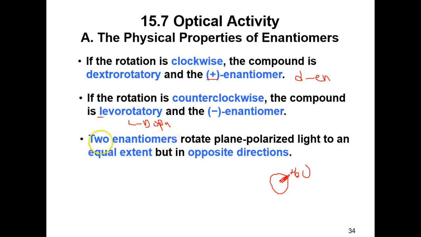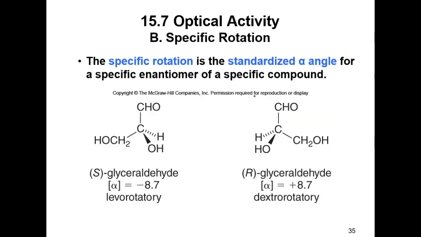So two enantiomers rotate plane polarized light to an equal extent but in opposite directions. And notice the left hand, this is like the left hand version, and this is the right hand version. That's kind of what we say. The left hand version is the minus enantiomer, or the L for left hand, and the plus is the right hand. So there you go. That's optically active compounds.